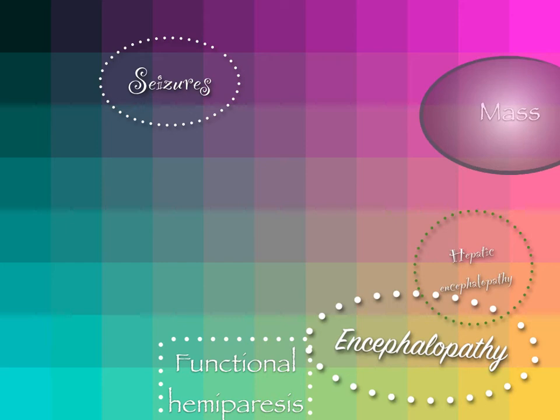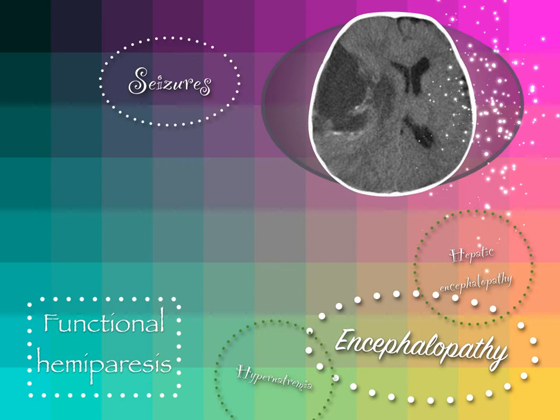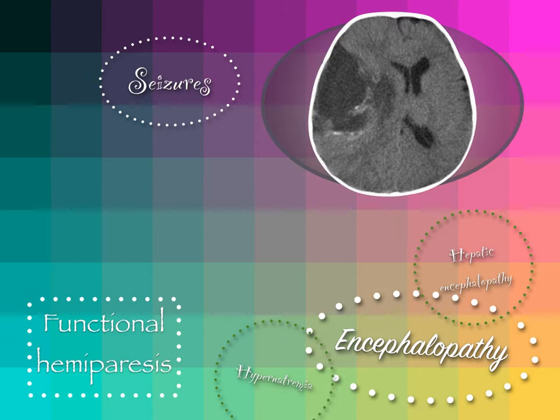Rearranging a little bit, you've got mass that you're going to rule out by doing a CT scan. These guys are going to get an emergent CT scan looking for masses and for bleeds. Okay. Then you've got encephalopathies.